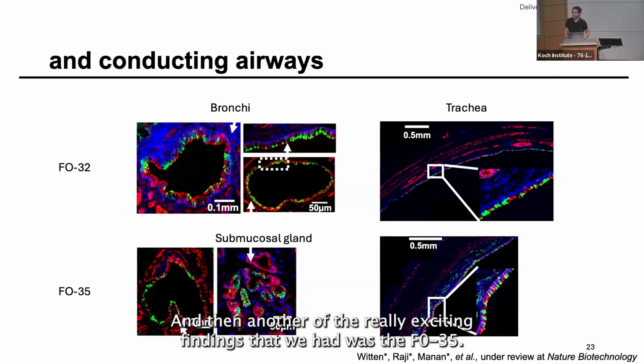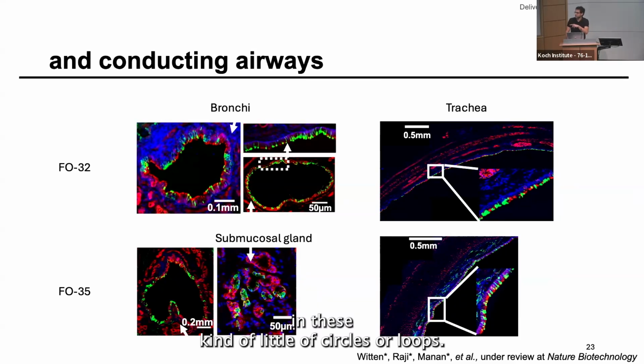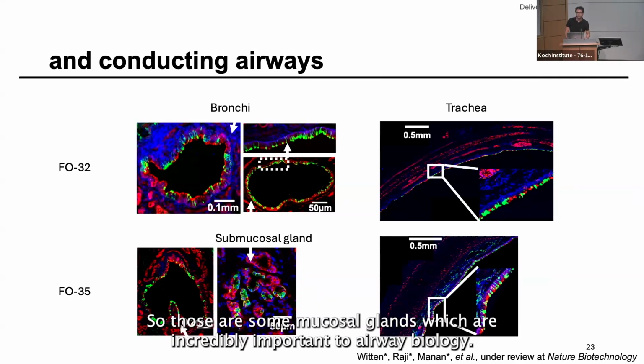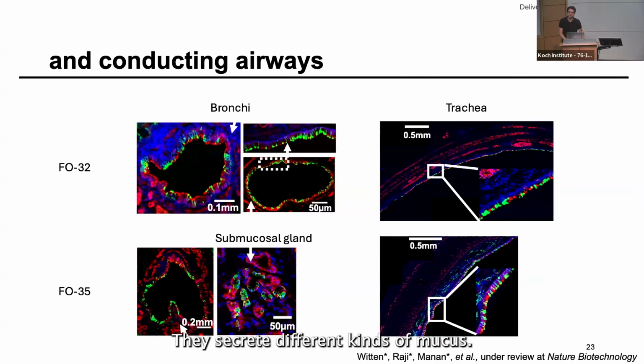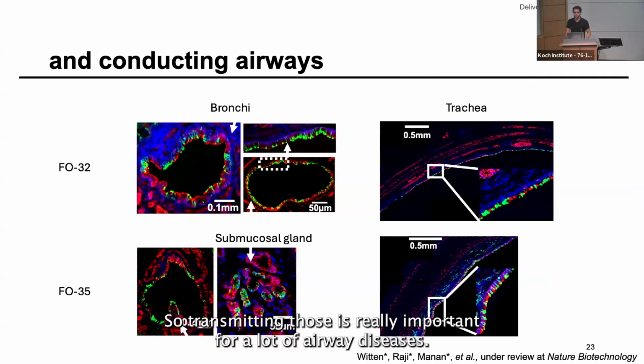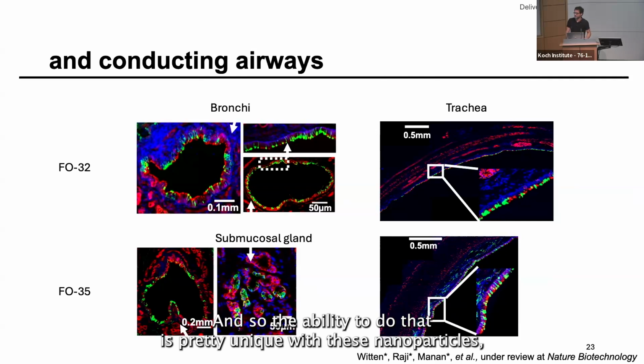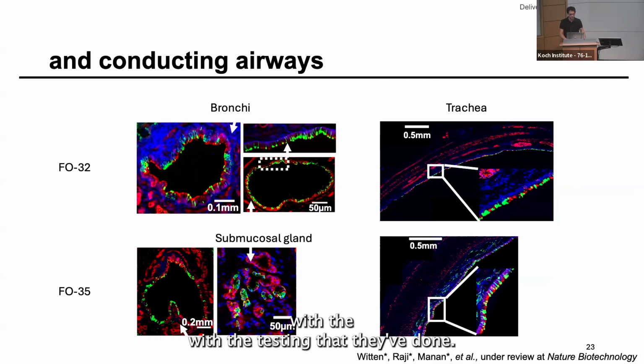Another really exciting finding was that FO35, if you look on the bottom left, is turning some cells green in these little circles or loops. Those are submucosal glands, which are incredibly important for airway biology. They secrete different kinds of mucus. They secrete antimicrobial peptides, important for airway homeostasis, and so on. So transfecting those is really important for a lot of airway diseases. And the ability to do that is, I think, pretty unique with these nanoparticles, with the testing that they've done.